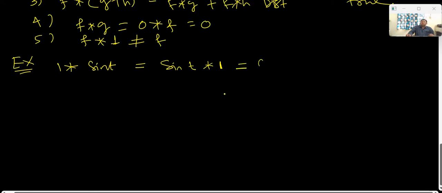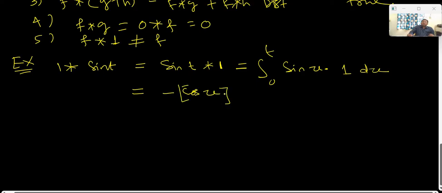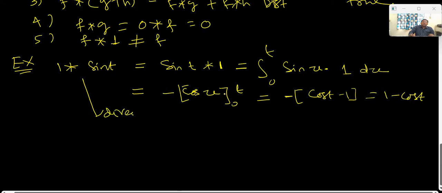So this is equal to integral 0 to t. First t is replaced by u. Second t is replaced by t minus u. It is a constant. Now the integration of sine u is minus cos u with the limit 0 to t. So this is equal to minus of cos t minus 1, which is 1 minus cos t. If you directly apply it also, then you will get the same thing, 1 minus cos t. So the convolution operator here is commutative, right?